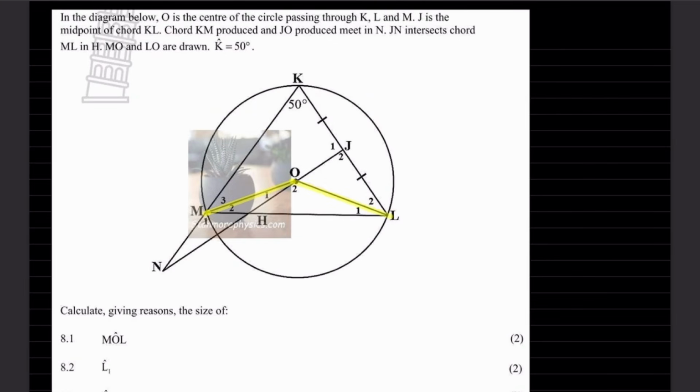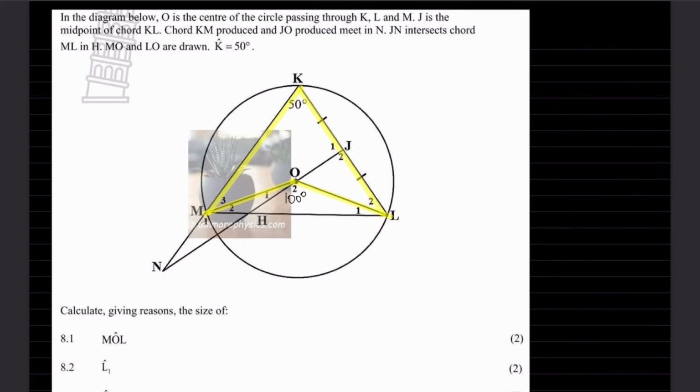That is an angle at the center, and so we should be looking for the angle at the center theorem. We know that the angle at the center of a circle is equal to 2 times the angle at the circumference. So the angle at the circumference was given to us as 50 degrees, which means that the angle at the center will be 100 degrees.